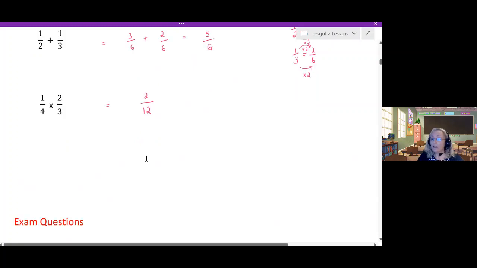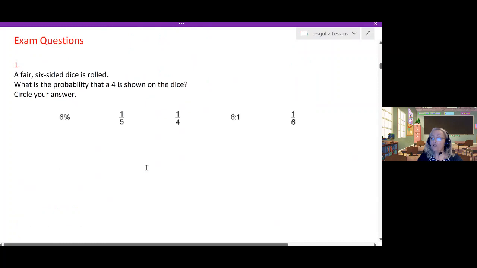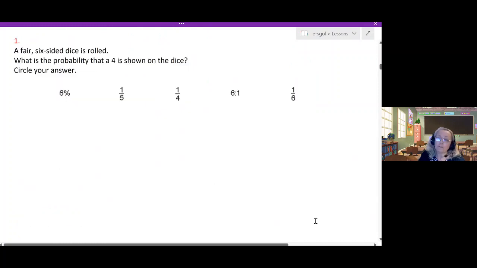Now, let's have a look at some probability questions. So this is the first one, and it says a fair 6-sided dice is rolled. What is the probability that a 4 is shown on the dice? Circle your answer. And we have a range of answers here. It's a multiple choice question, and we just need to circle the one that's correct.